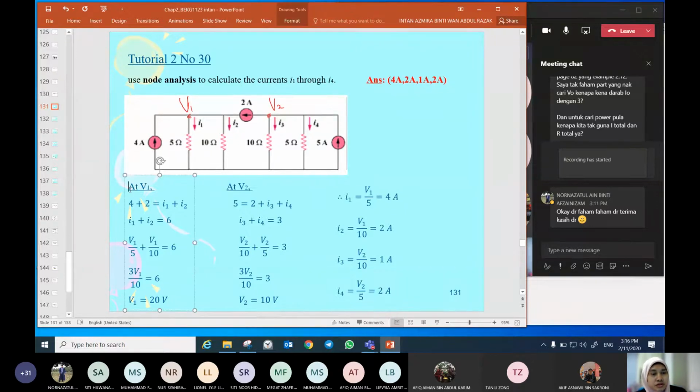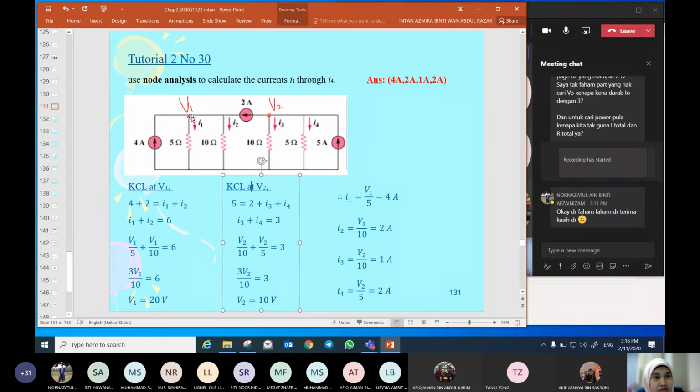So this is KCL at V1, and then we have to write the equation for V2. We have 2 nodes here, meaning that we will have 2 KCL equations to find two unknown voltages, V1 and V2. So KCL at node V1.